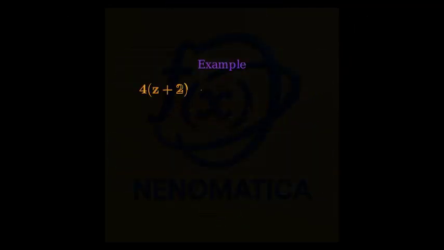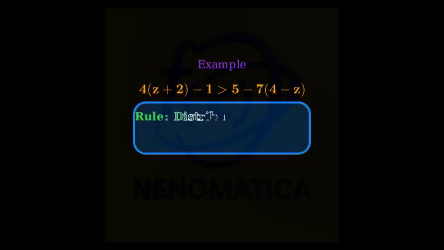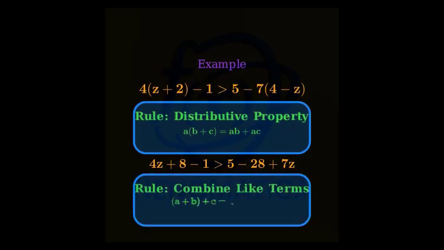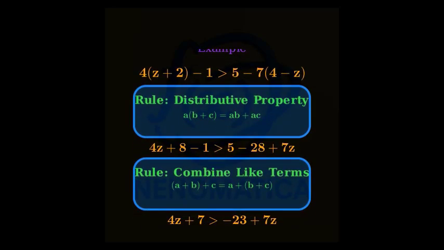Example. First inequality. Step 1. Distribute on both sides. 4 times open parenthesis z plus 2 close parenthesis gives 4z plus 8, and -7 times open parenthesis 4 minus z close parenthesis gives -28 plus 7z. Step 2. Combine like constants on each side. 8 minus 1 becomes 7 on the left, and 5 minus 28 becomes -23 on the right.